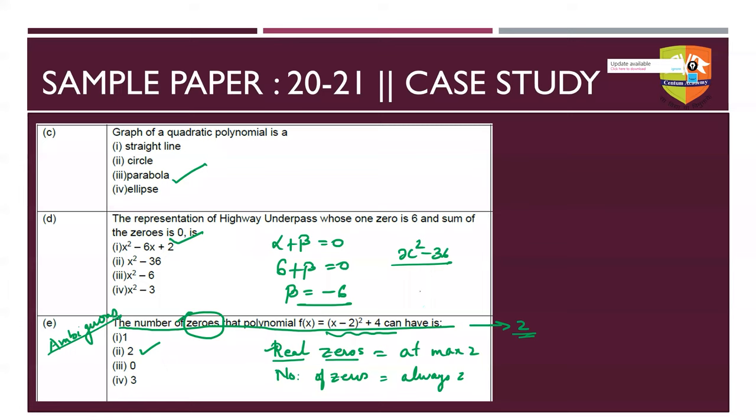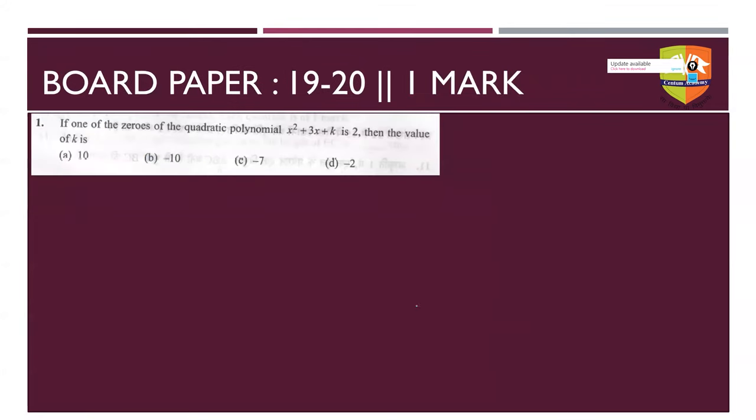Depending upon whether it is real or not, you can have 0, 1 or 2 roots. That's something else, never mind. So you write 2 only. Good. This is an actual board paper 2019-20, a one marker. Solve it. If one of the zeros of the quadratic polynomial is 2, then the value of k is... This type of question you can predict now. There will be one question like that.